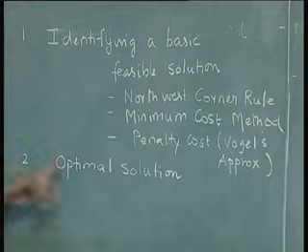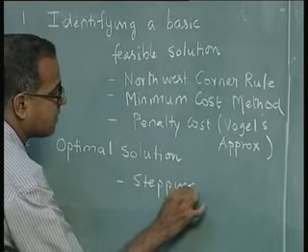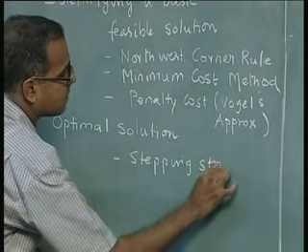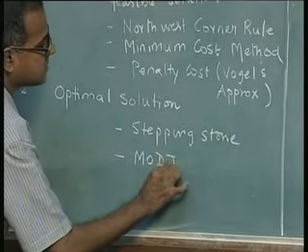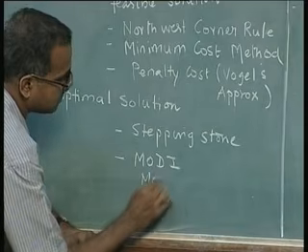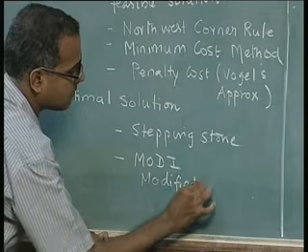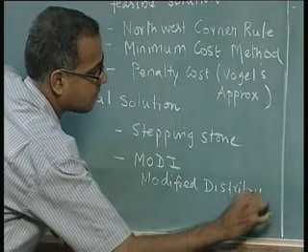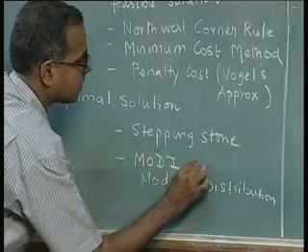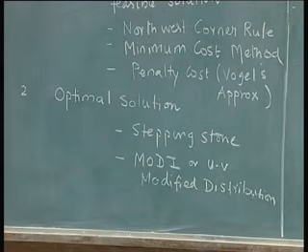and we will be looking at two different methods to get to the optimal solution. One is called stepping stone method and the other is called MODI, modified distribution method, or UV method. So we will be looking at all these five.